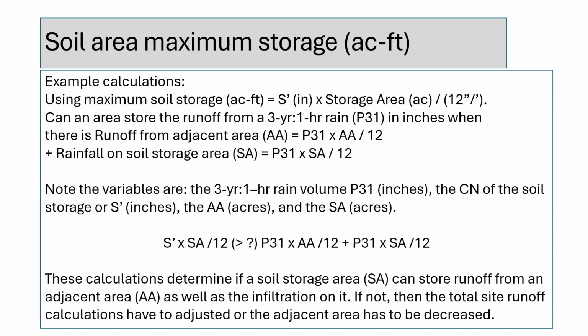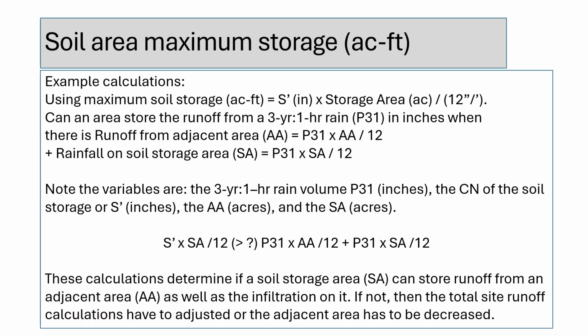When calculating whether a soil storage area can handle the runoff from a 3-year, 1-hour storm event, we need to account for 2 sources of water coming into that area. First, there is the runoff generated from an adjacent impervious area, and second, there is the rainfall falling directly onto the soil storage area itself. The maximum storage capacity of the soil area is calculated by multiplying S prime, which represents the maximum soil storage in inches derived from the curve number, by the storage area in acres, then dividing by 12 to convert inches to feet and get the result in acre feet.